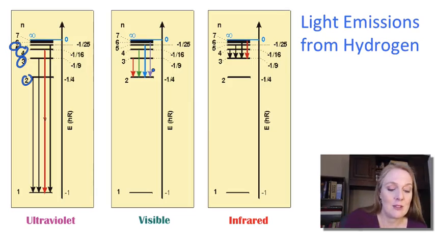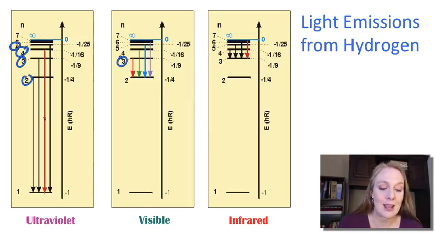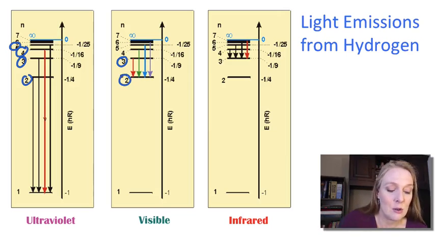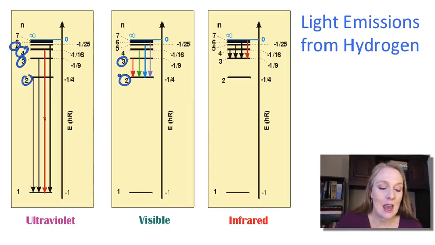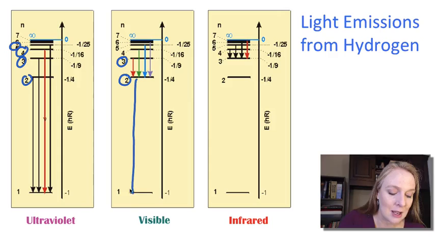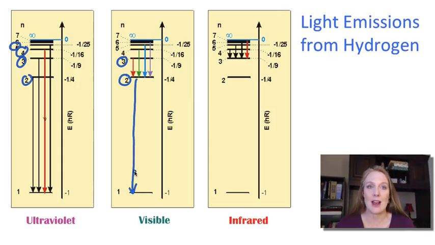For example, if the electron went up to energy level 3, it could relax on its way back down by going from 3 to 2, which would give off red light, and then it could continue back to the ground state by going from 2 to 1, which would give off ultraviolet light.